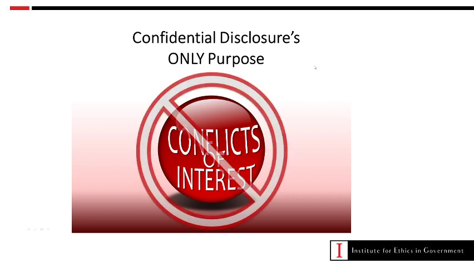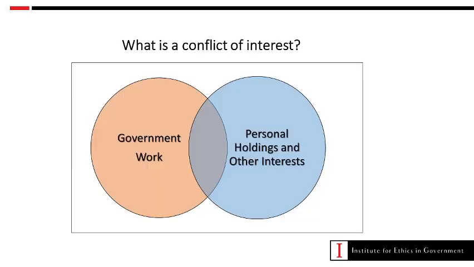Mm-hmm. That's the only reason. The reason we conduct the confidential system, from how we designate filers to the information on the form to the instructions to the review process, is all designed around this one purpose, and that's to prevent conflicts of interest. And what do we mean by conflicts of interest? And I think when we're talking about conflicts of interest, we're talking about the nexus or the improper influence of private interests upon government decision making.